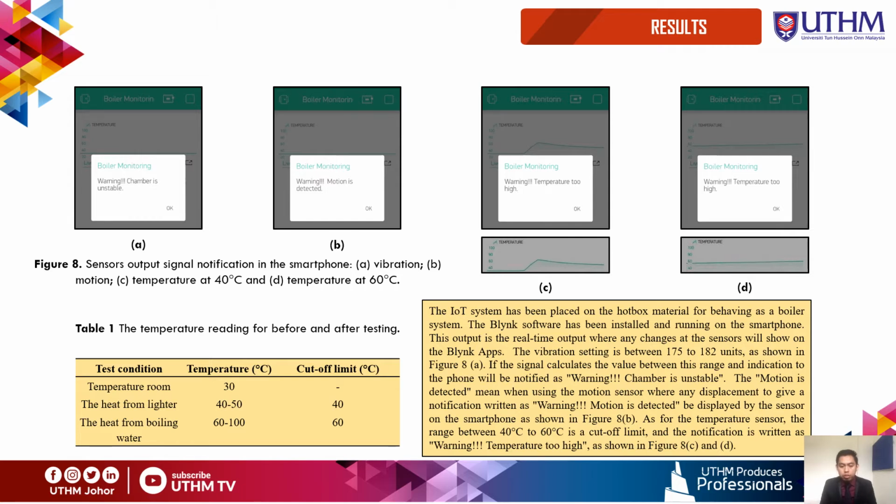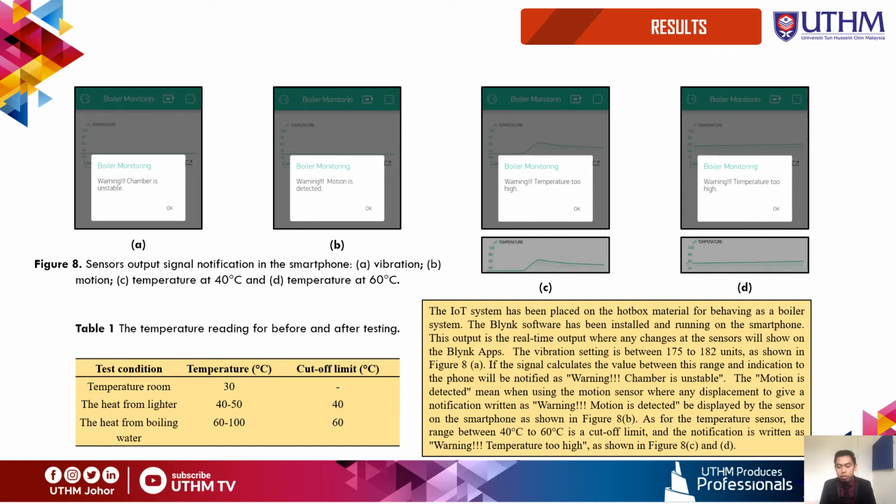And on the result, as you can see here, the sensor output notification on the smartphone shows vibration, motion, temperature at 40 degrees Celsius, and also temperature at 60 degrees Celsius. In this case, we investigated with two tests, which were the heat from a lighter and the heat from boiling water. The cut-off limit is indicated so that Blynk will show the notification on the smartphone when the cut-off limit is reached for the temperature sensor.